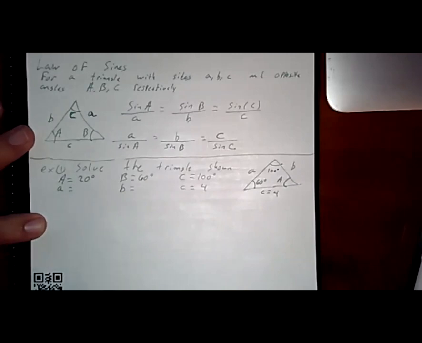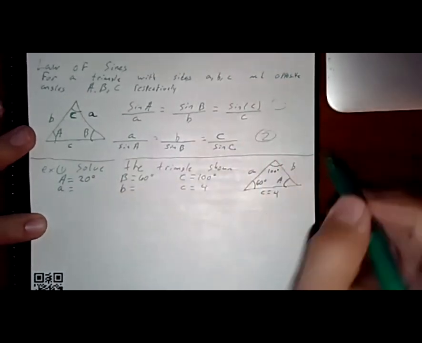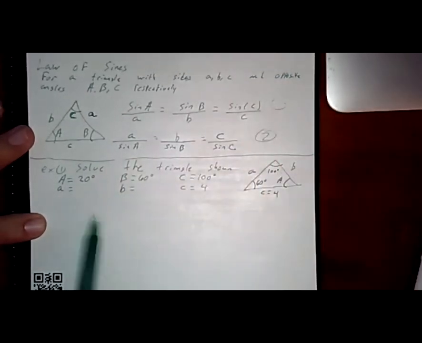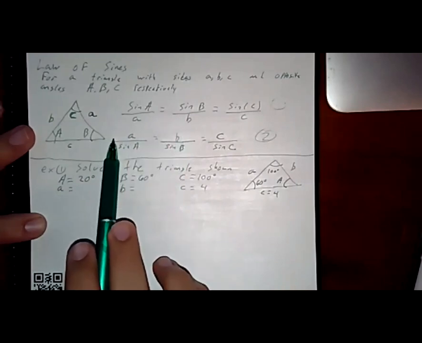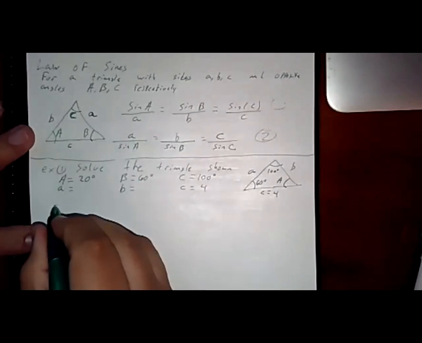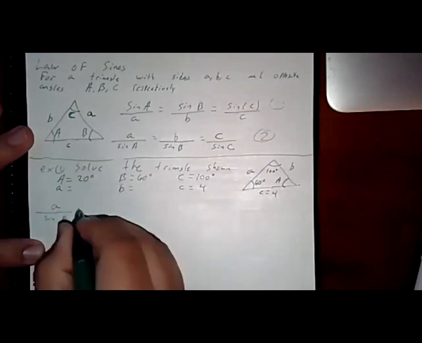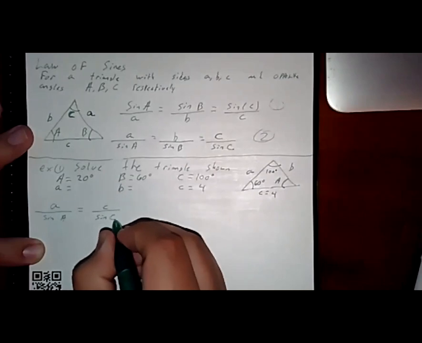So I'm going to use the second one right over here. I'll call this 1 and 2 here. I'm going to use 2 because I need the A's and B's, and they are on the top already. Okay, so I'm going to use that guy. So I'm going to use a over sine A equal to c over sine C.